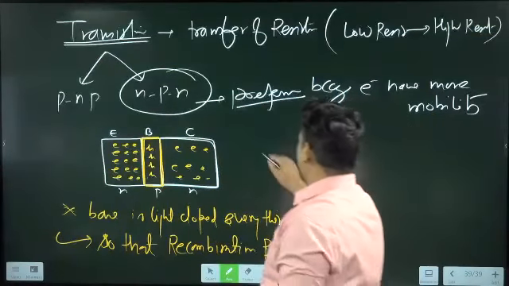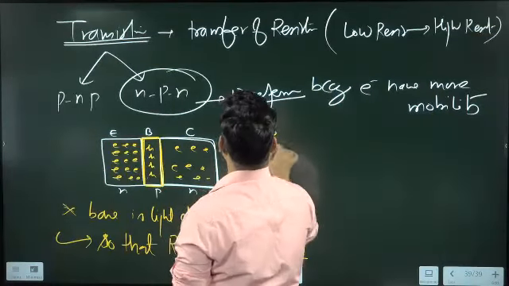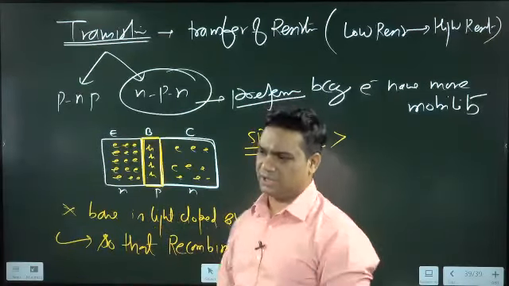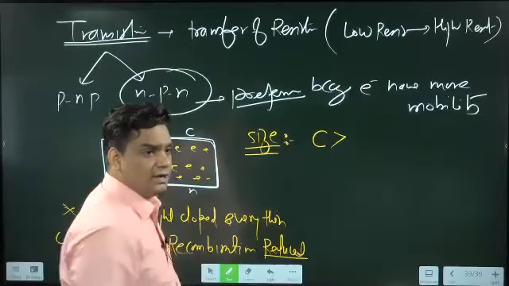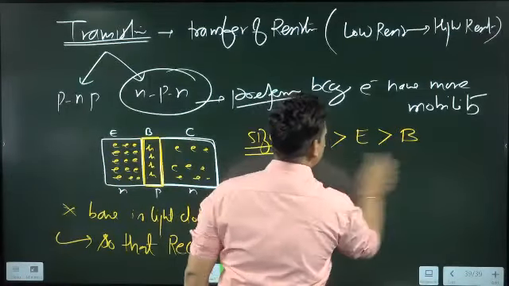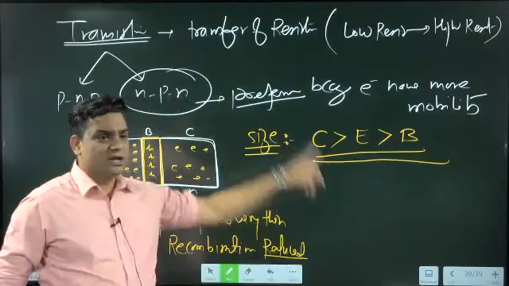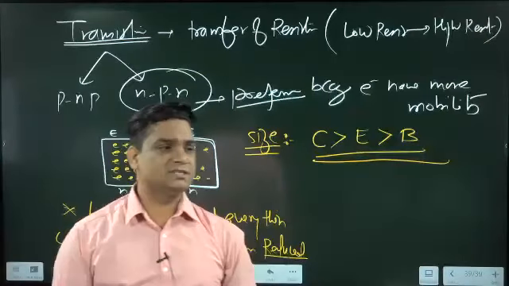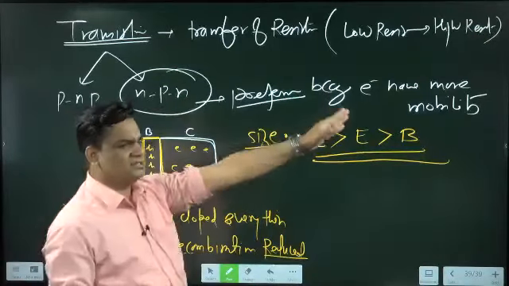So the base is always the least in terms of doping as well as in terms of size. Now, about size: the size of the collector must be more. Why? Because the collector has to collect something. Then comes the emitter, and the base is always the least. You have to remember this one; a lot of times they have asked these questions. Collector has maximum size and base is the least. Emitter is in the middle.